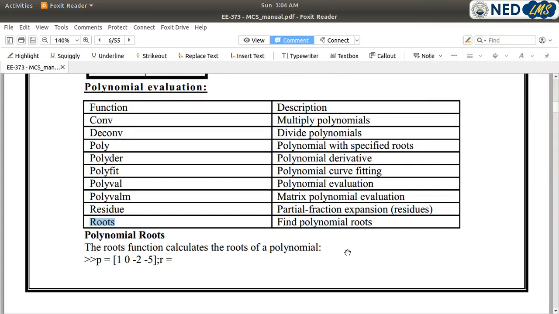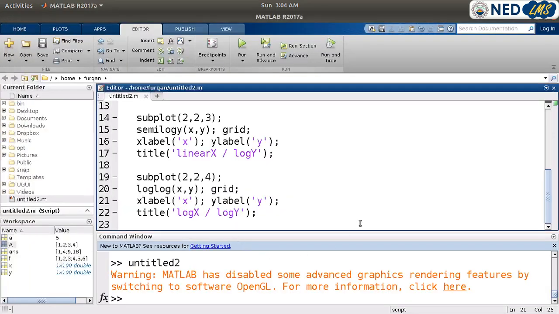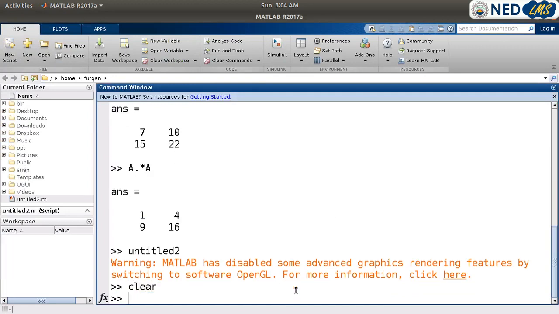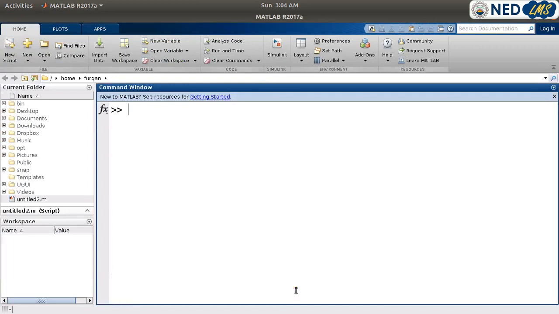Now let's execute these commands on MATLAB. First, we will create polynomials. Polynomials are created the same way as a row matrix, with the coefficient of the highest power written first and the coefficient of the lowest power written at the end of the row matrix.